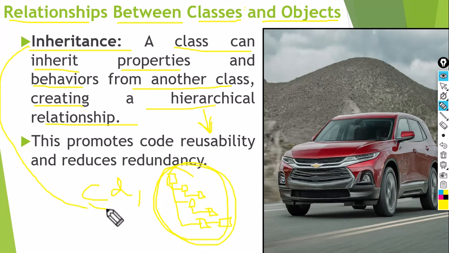This is what inheritance is all about. For example, a child can go forward and get the features of its parents. You might have the eyes or the attributes or the characters of your parents. That is what it is.